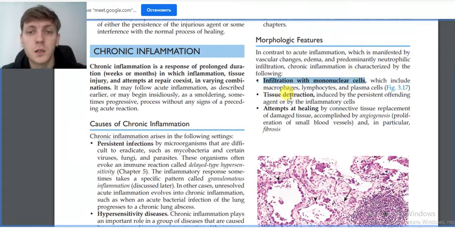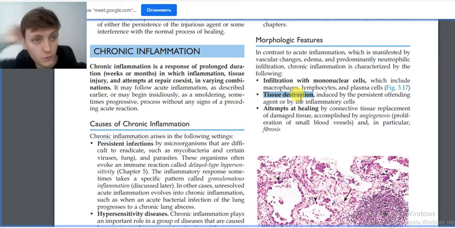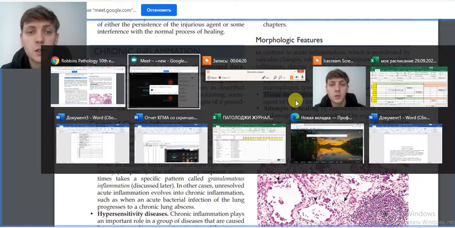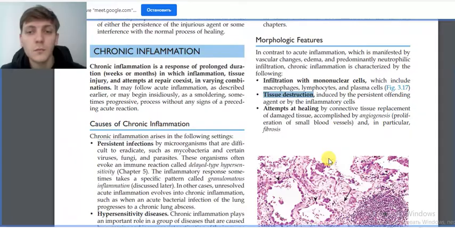Then the next morphologic feature is tissue destruction. Tissue destruction is of course made by the offending agent present in this area, and also by destruction by our own inflammatory cells. It's typical for chronic inflammation. In acute inflammation, tissue destruction is also possible, but it causes abscess formation, right? But in chronic inflammation, it always causes tissue destruction in any case.